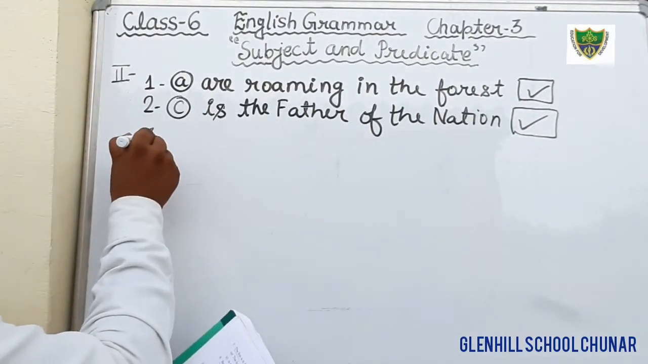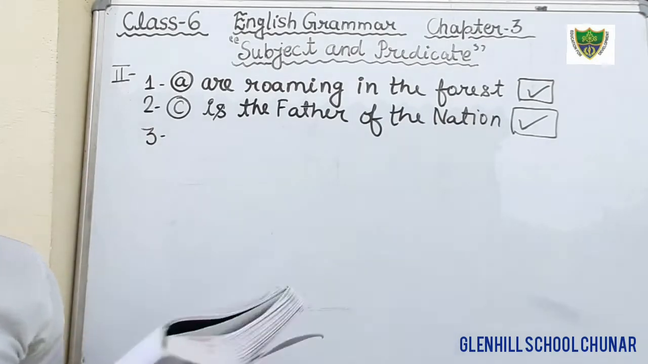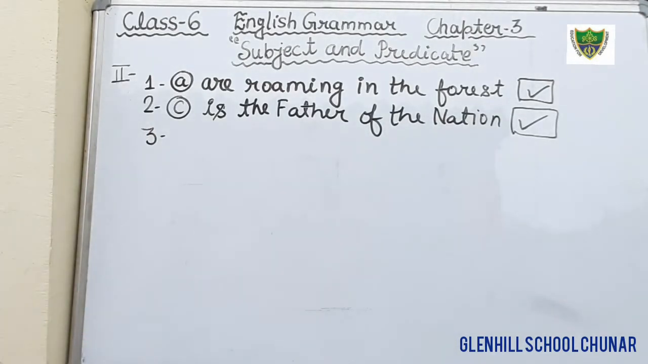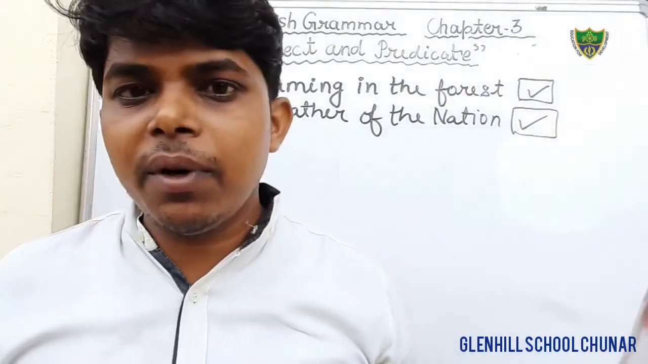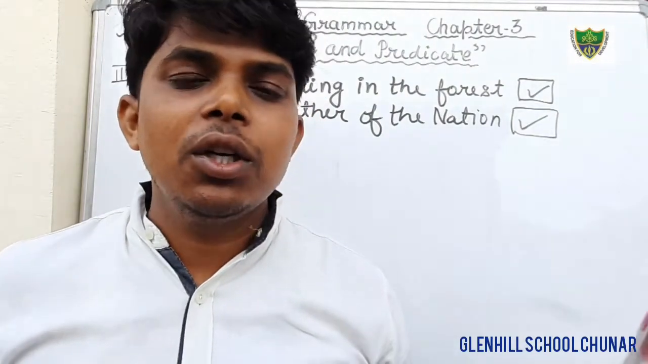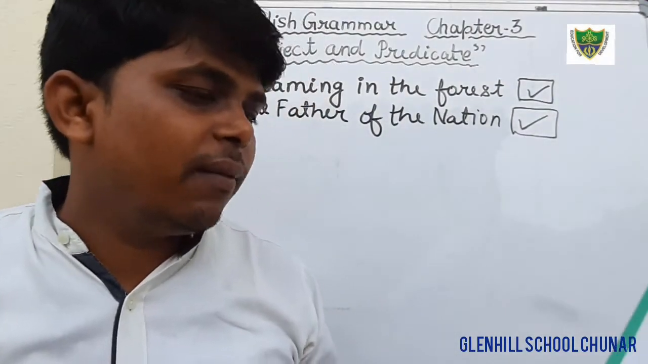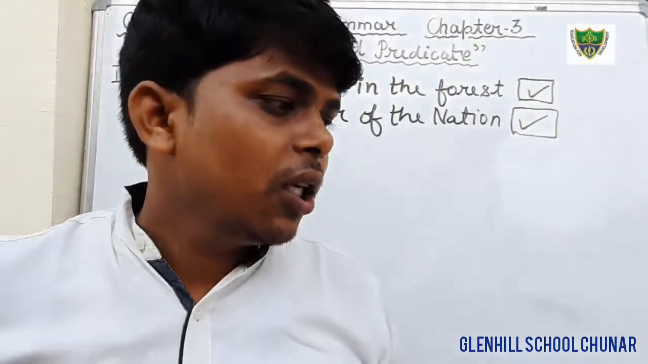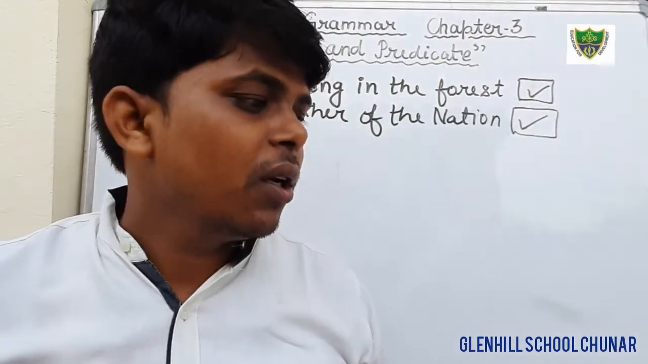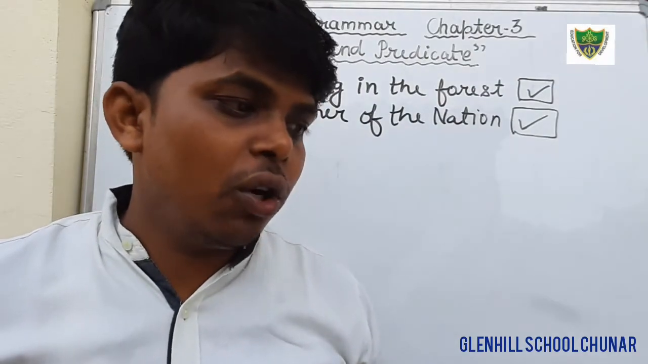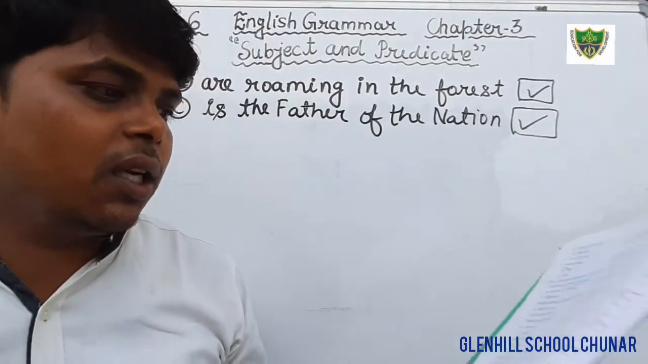Question number 3. Just see question number 3, students. Question number 3 is what? The farmer is plowing in the field. The farmer denotes the name of a person. So the farmer is the subject here, but we have to select the predicate. So what would be the predicate? Is plowing in the field. Now we will see the options. The farmer, that is wrong. Is plowing in the field? Yes, that is the correct option.